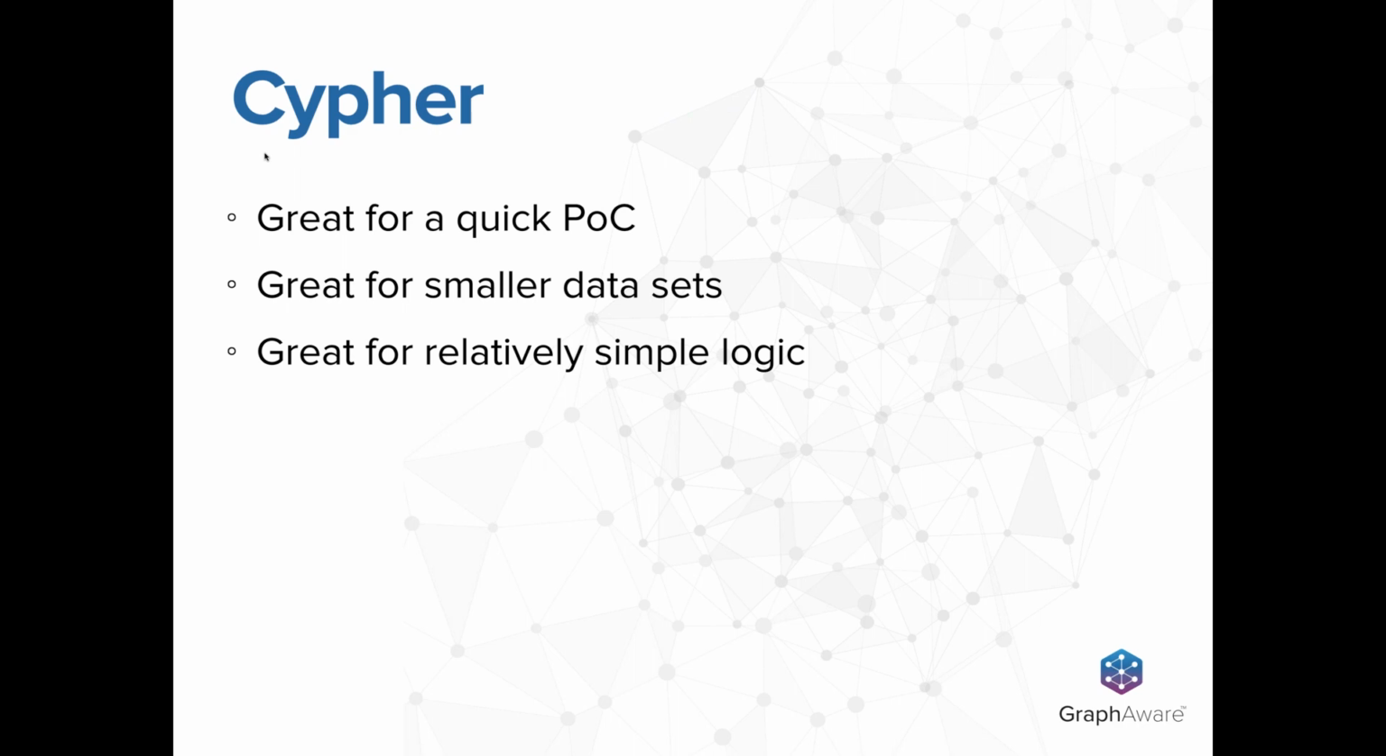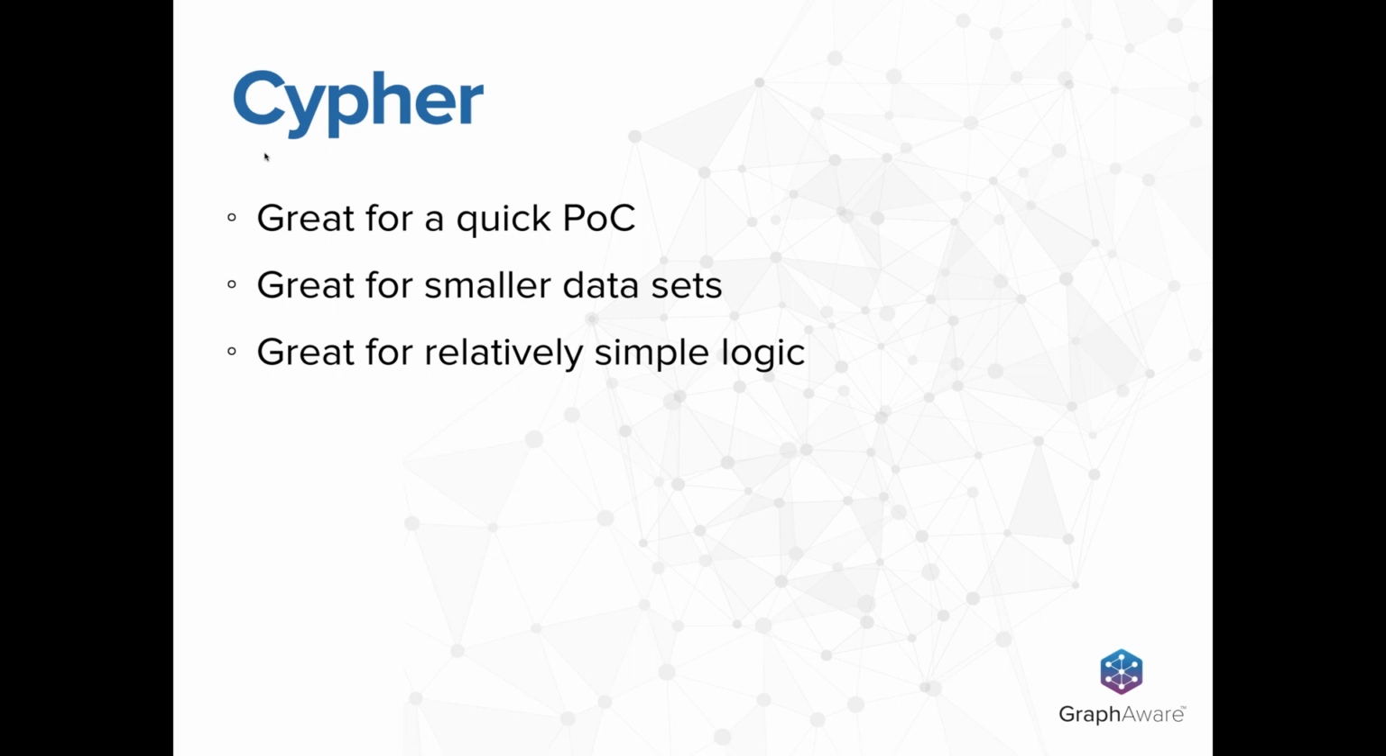Neo4j has its own query language called Cypher, which I think many of you have seen before. And Cypher is great for a quick proof of concept when you want to test things and build a very simple recommendation engine. It's also very great for smaller data sets. I'm talking about, let's say, hundreds of thousands or maybe millions of nodes. And also very good for relatively simple logic.